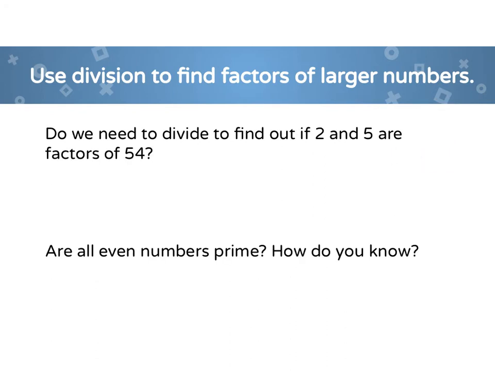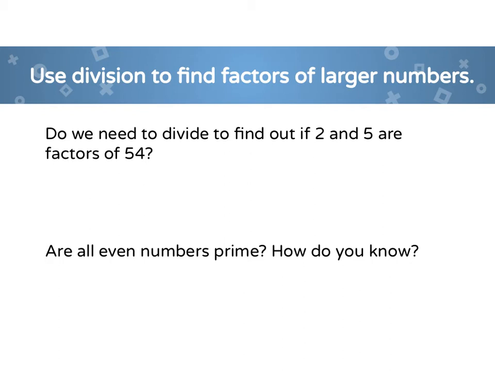Let's think about this question. Do we need to divide to find out if 2 and 5 are factors of 54? Let's think about that just a moment. I know that I can divide 54 by 2 evenly because it's an even number, so I know that 2 is a factor of 54. How do I know if 5 is a factor? I know that 5 is not a factor of 54 because I know my 5s: 5, 10, 15, 20. A number has to end in 5 or 0 to have 5 as a factor. So I know that 5 is not a factor of 54.